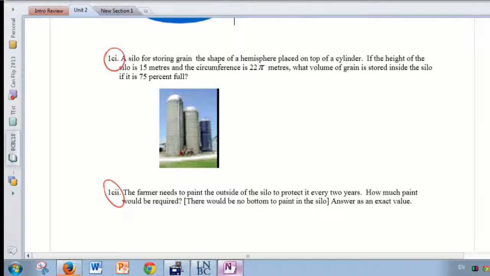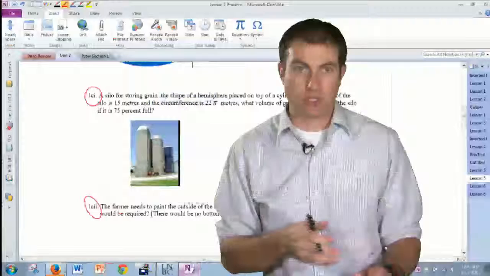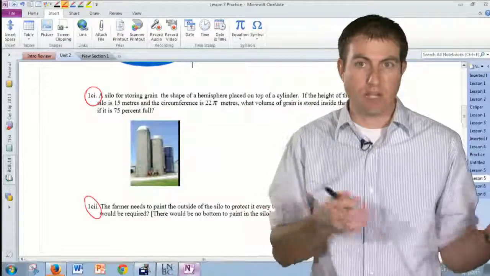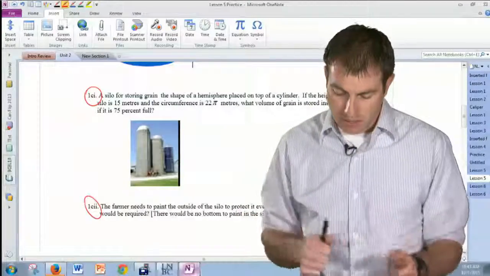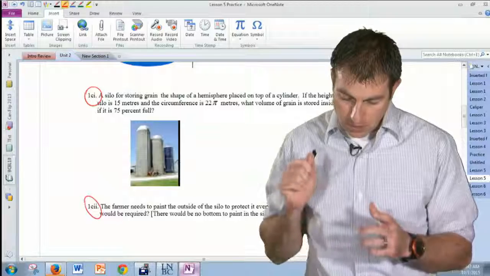And if you end up with pi's in your answers, you don't actually need to do the multiplication. You can just leave it as a number multiplied by pi. And that might happen here.